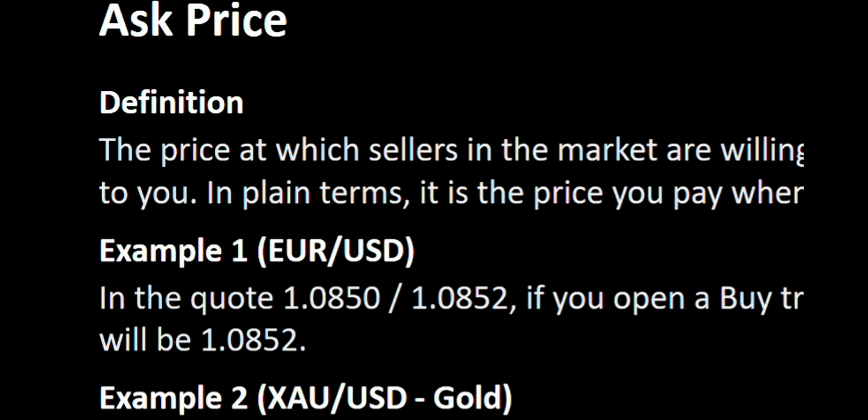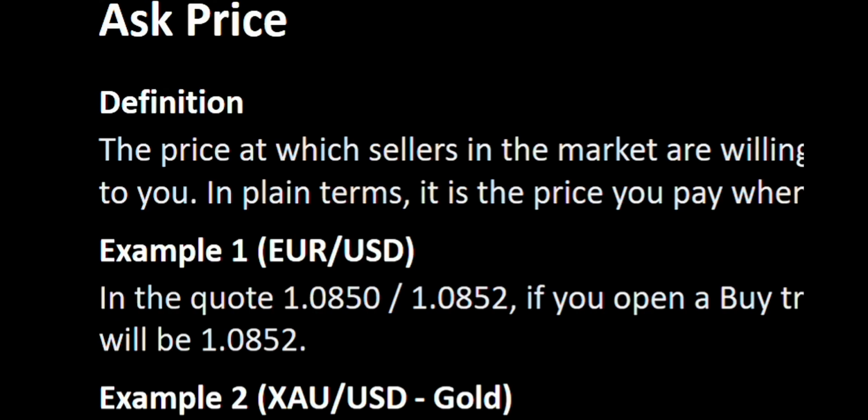Remember, the bid price is the price you receive when you click sell. This is the buy side now. So it is the price you pay when you click buy. Example, in the quote 1.0850 slash 1.0852, if you open a buy trade, your entering price will be 1.0852.